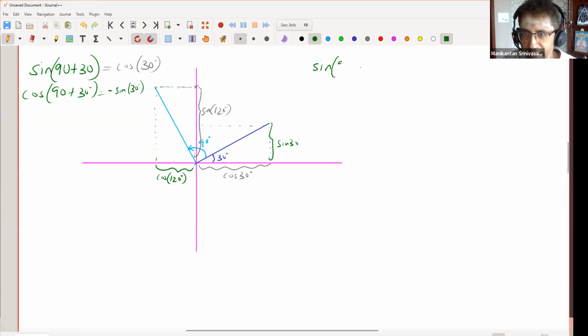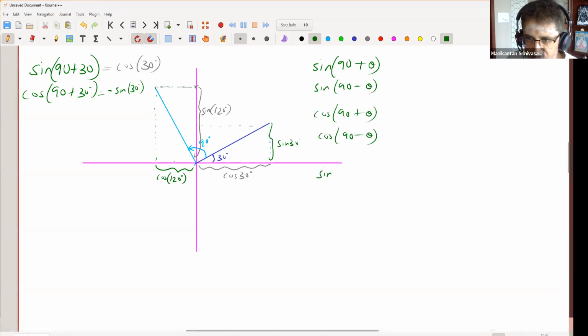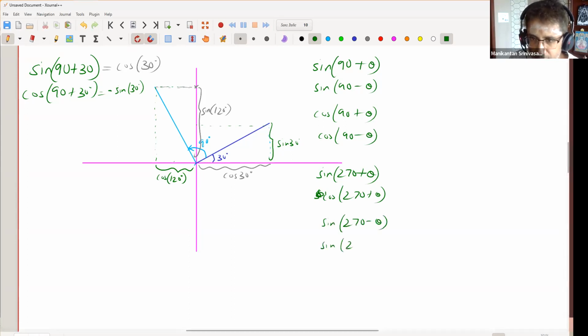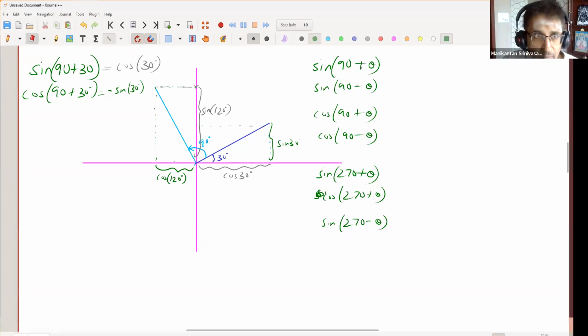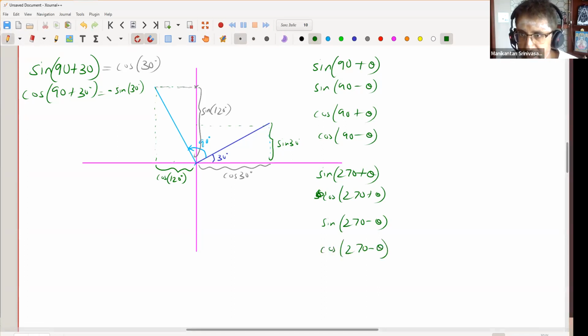Right. So how do I summarize? If I have sine of 90 plus theta or sine of 90 minus theta, or if I have cos of 90 plus theta or cos of 90 minus theta, or if I have sine of 270 plus theta or cos of 270 plus theta, and similarly with sine of 270 minus theta or cos of 270 minus theta. So all of these will be the corresponding, and not corresponding, will be the opposite.